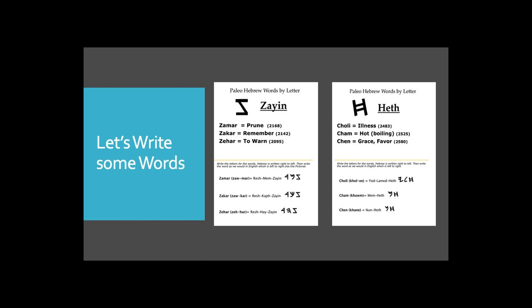Our last word that we're going to look at on page 34 is CHEN. It is the word meaning grace and or favor, number 2580. And we spell that Hek Noon. Noon is the N on your letter chart.